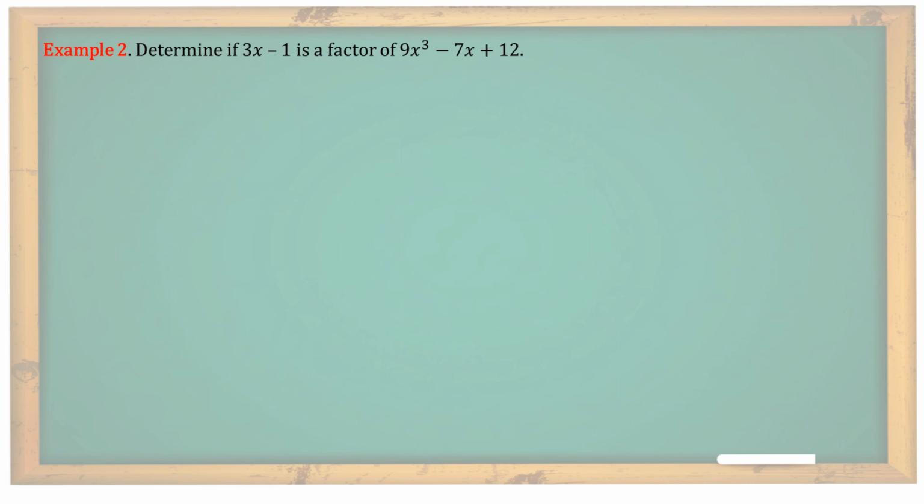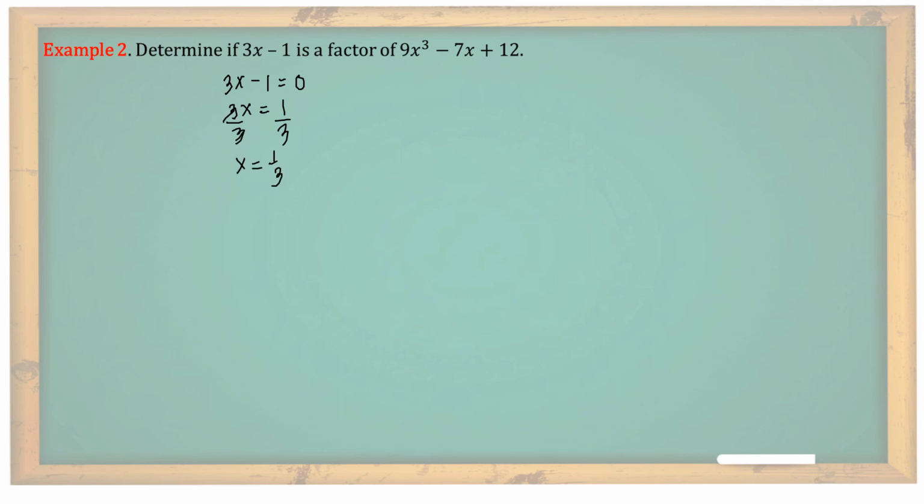So, hanapin muna natin yung value ni x. 3x minus 1 equate mo to 0. Then, applying the addition property of equality by adding positive 1 both sides. So, yan ay magiging 3x equals 1. Divide by 3 both sides. So, x is equal to 1/3.